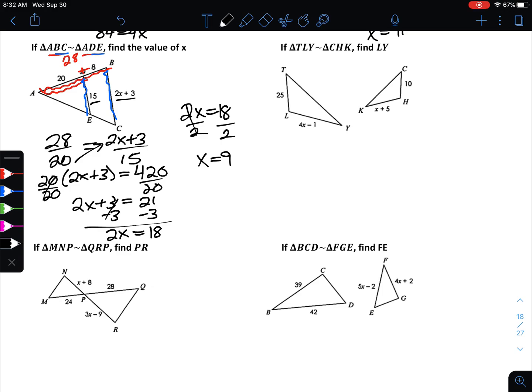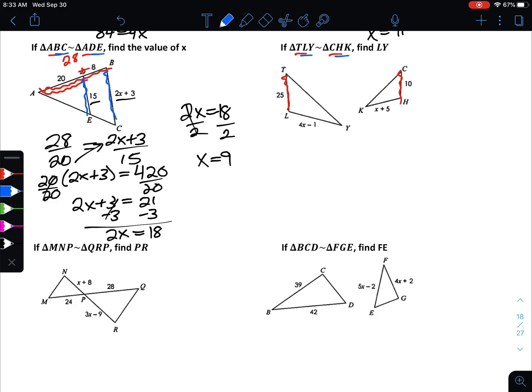All right, so these last few problems are a little bit different just because we're going to have to find a side at the end of it. So in addition to solving, we're also going to have to plug our number back in to come up with a side length. All right, so let's get started. We've got TL matches up with CH, so that means that 25 matched with 10.